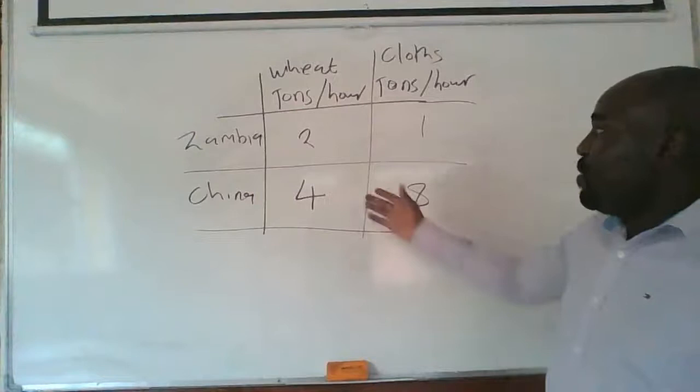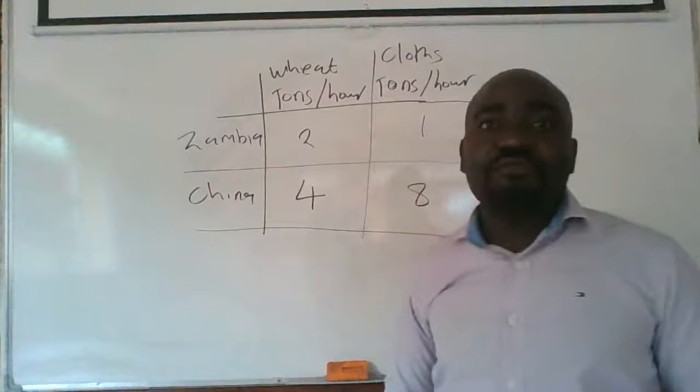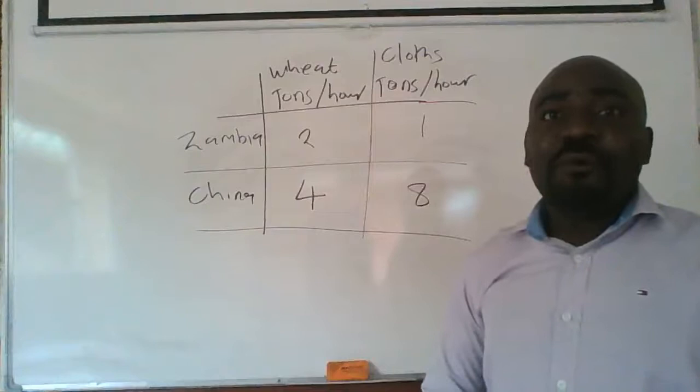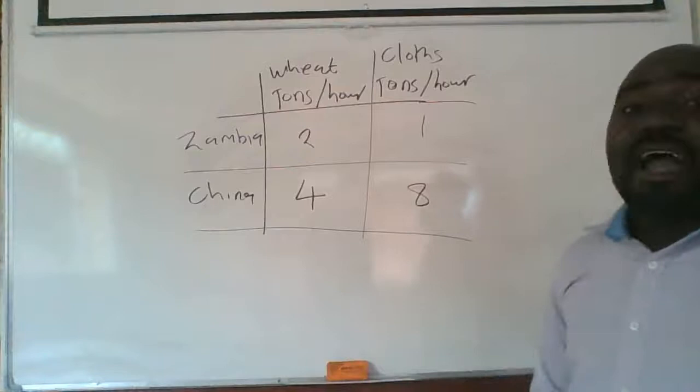Because from here we see that given the same resources, given 1 hour for each nation to produce wheat, Zambia is only producing 2 tons of wheat, while China is producing 4 tons of wheat. Meaning that China then has an absolute advantage in the production of wheat.